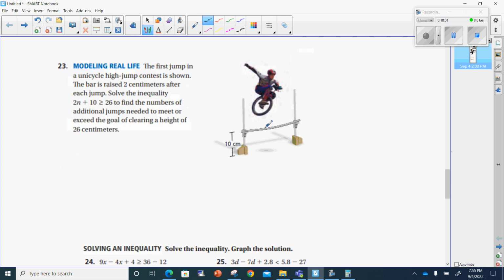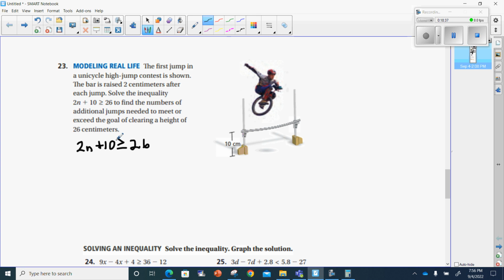Number 23, the first jump in a unicycle high jump contest is shown here. The bar is raised to 2 centimeters after each jump. Okay. Solve the inequality 2n plus 10 is greater than or equal to 26 to find the number of additional jumps needed to meet or exceed the goal of clearing a height of 26 centimeters. So this would be 2n plus 10 is greater than or equal to 26.